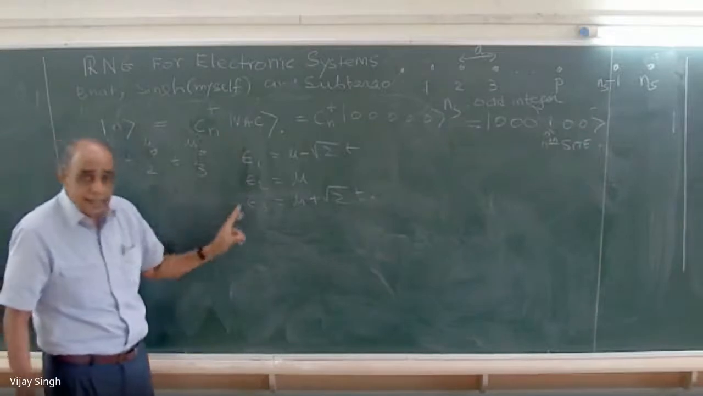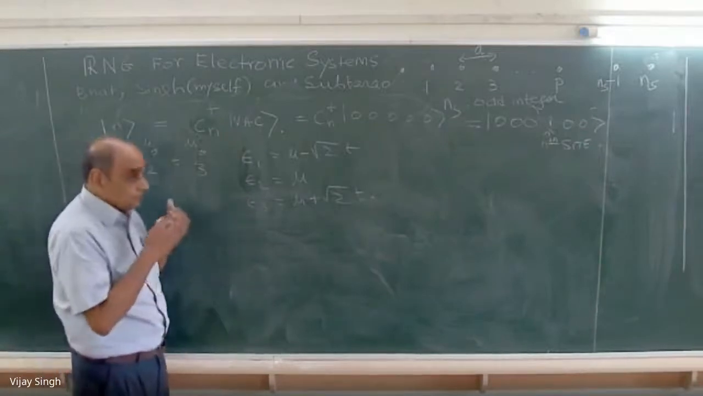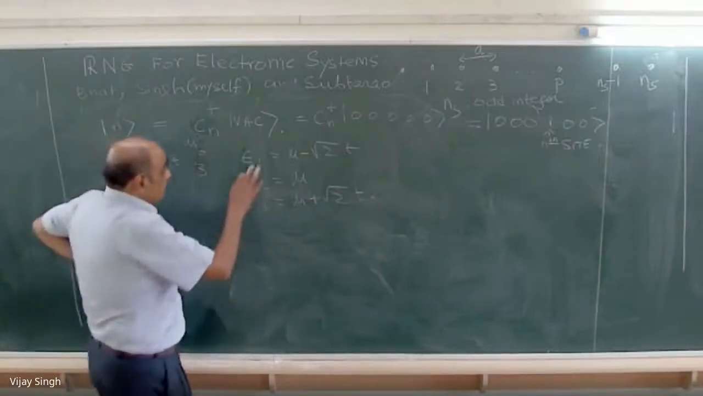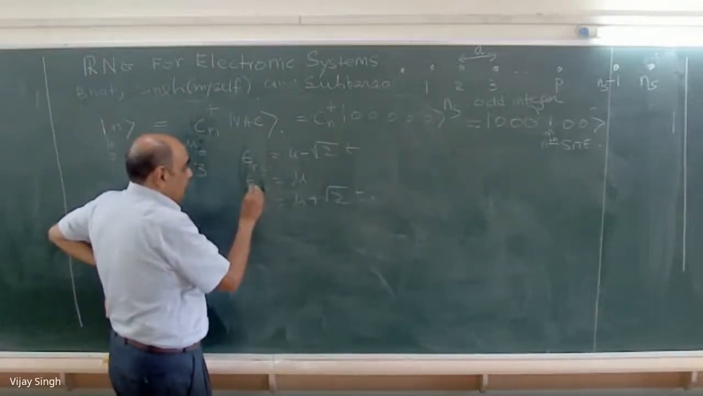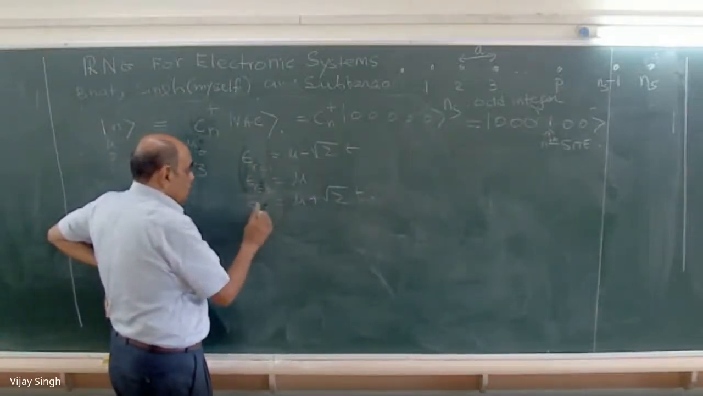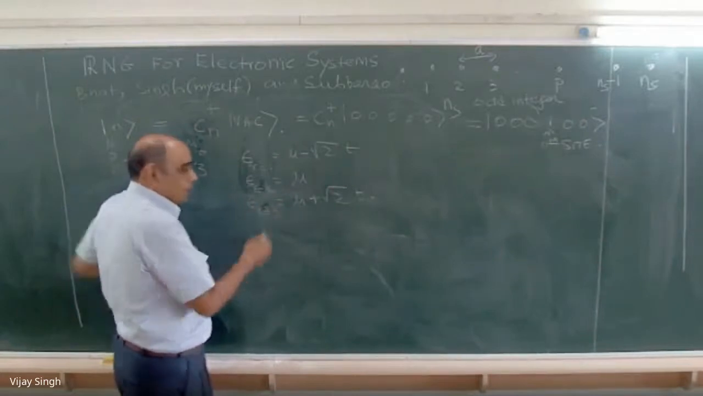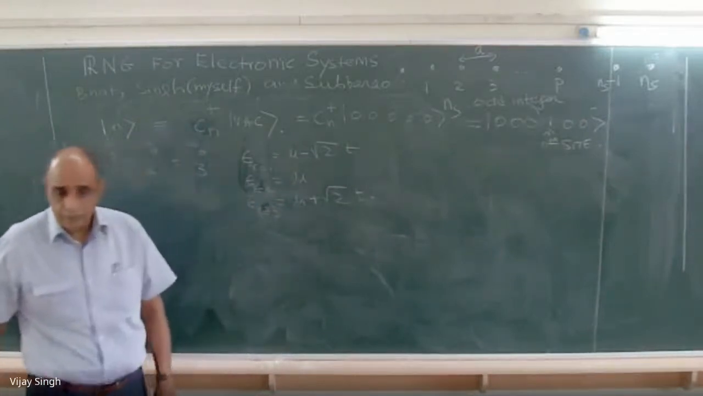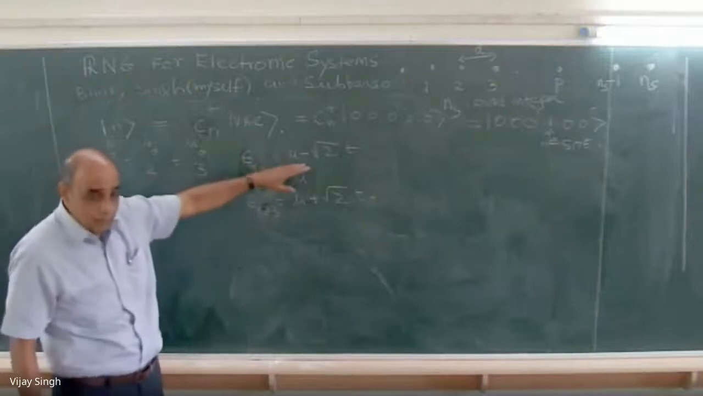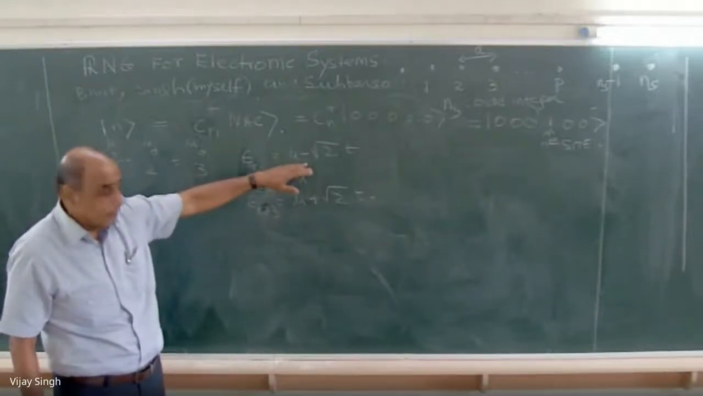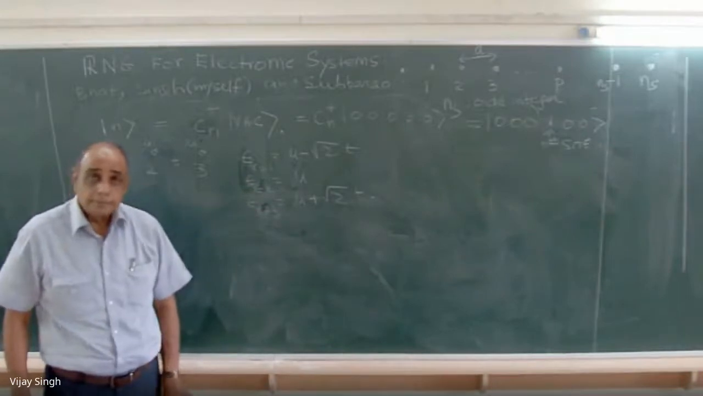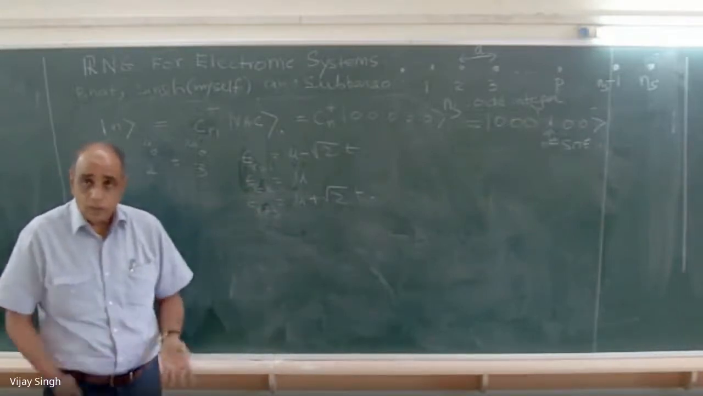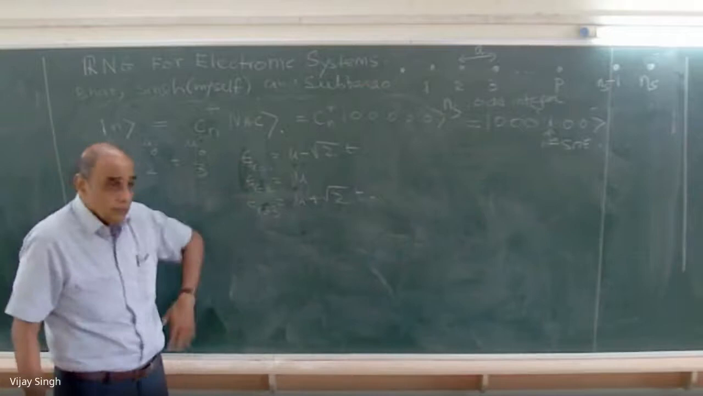So these are the energy levels. Now, if you have these energy levels, it is customary to write this as r equal to 1, r equal to 2, r equal to 3. That is my notation. By r equal to 1, I mean the ground state, the lowest state, then the middle state, the highest state. I am introducing the notation.